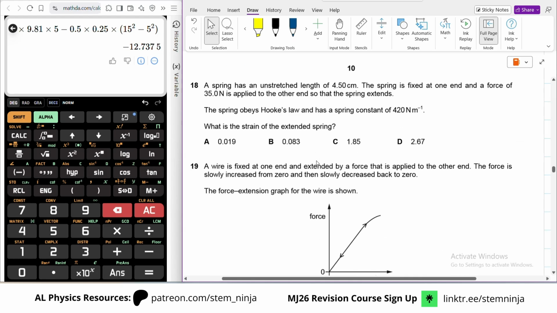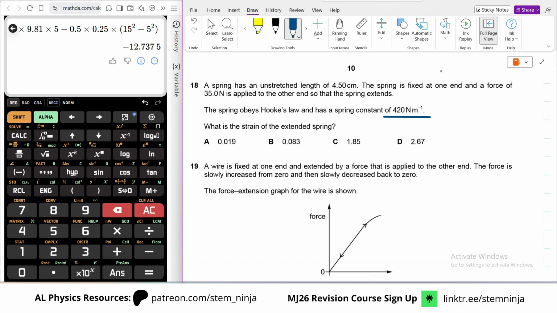A spring has an unstretched length of 4.5 centimeters. The spring is fixed at one end and a force of 35 Newton is applied onto the other so that the spring extends. The spring obeys Hooke's law and has a spring constant of 420 Newton per meter. What is the strain of the extended spring?